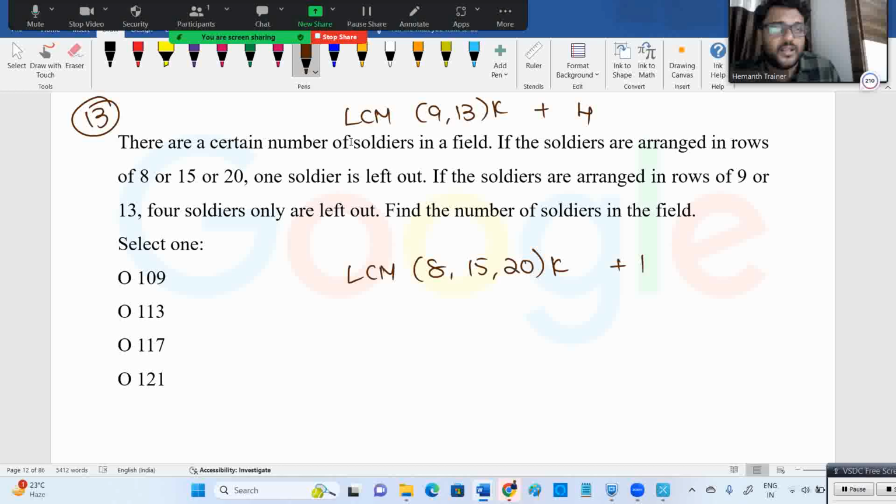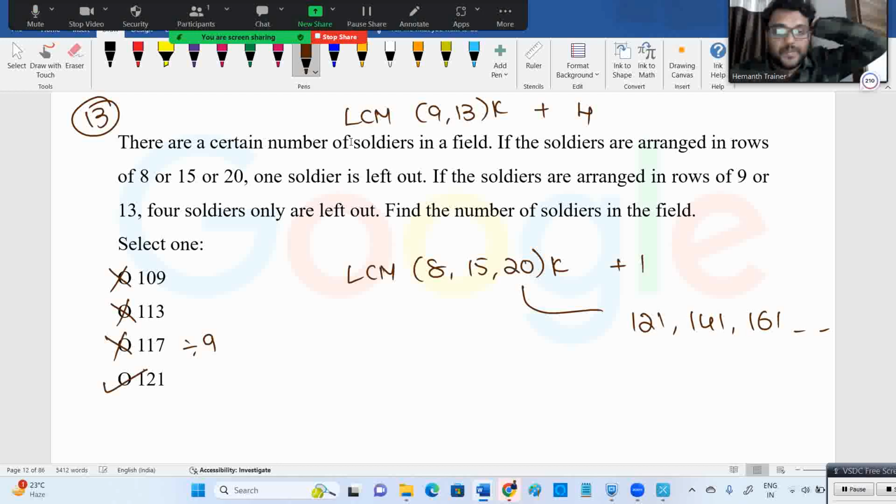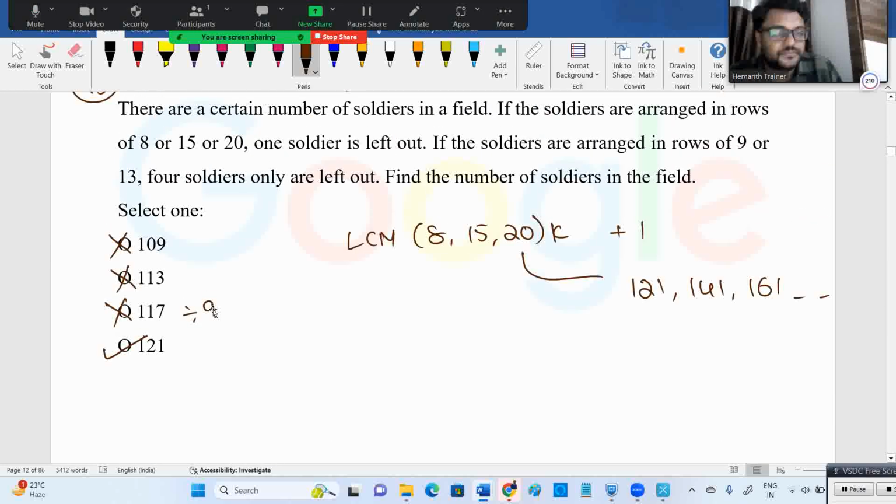So you simply check. This is not the answer because it is exactly divisible by 9, and I want remainder 4. It's not correct. When I divide by 15, I want one remainder, but this is 15 divided by 15, it's not one remainder. So 121 is the answer. When divided by 8, one remainder, by 15, one remainder, by 20, one remainder, it should definitely be 121, 141, 161 like that, right? When the number is divided by 20 with one remainder, at least with that we can say 121 is the answer.